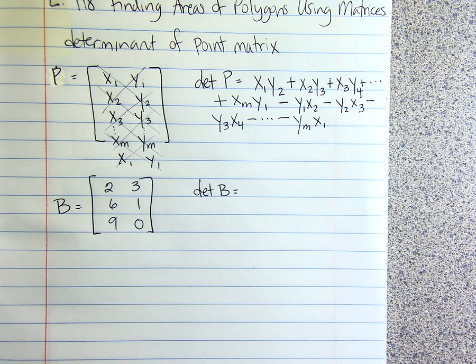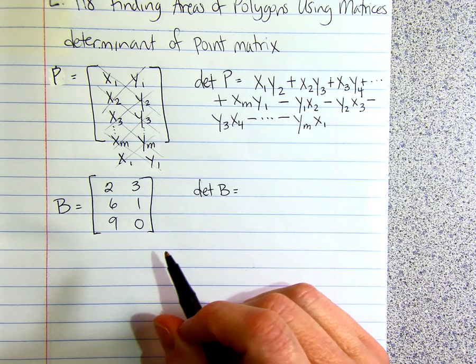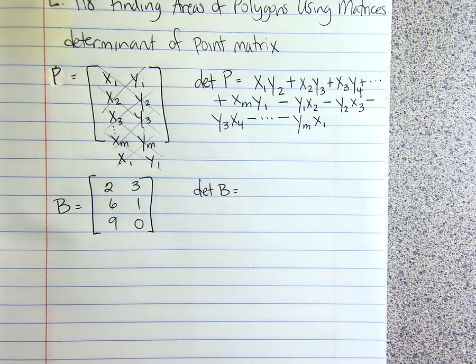Is it just like the area? No, we're not at area yet at all. Determinant is just a single number that you get from a matrix. So you plug all those points in and then you get the determinant? You have to find it, yeah.